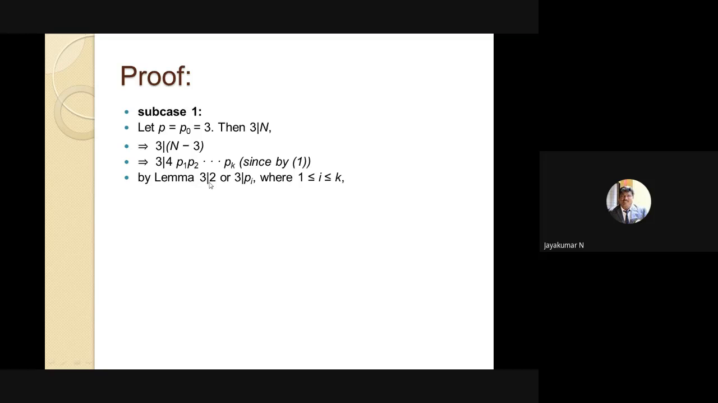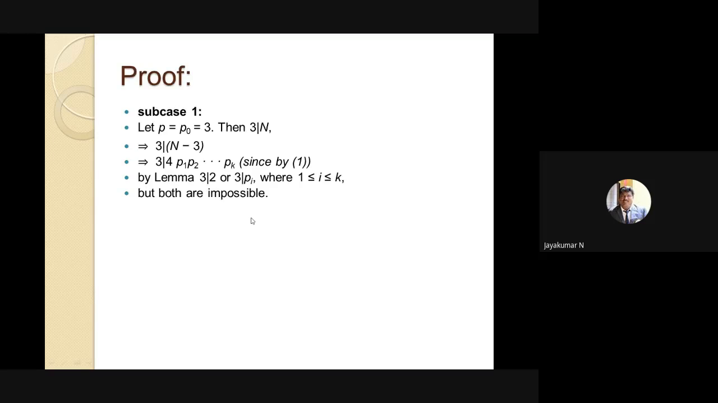P divides 2 or P divides Pi, by the lemma. Both are impossible. 3 cannot divide 2, and 3 cannot divide Pi because the Pi are greater than 3. The Pi are primes, so one prime cannot divide another prime. By the lemma we concluded 3 divides 2 or 3 divides Pi, but both are impossible.